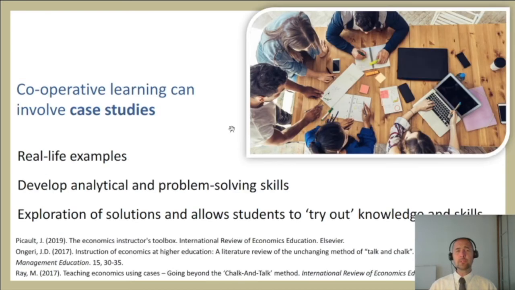Of course, cooperative learning can involve case studies, and you may already have experience using case studies in your classes. And these are great because they provide real-life examples, and this is crucial for undergraduate students who may find economic concepts very abstract and very hard to understand. So providing case studies integrates economic theory with real-life examples and practice.